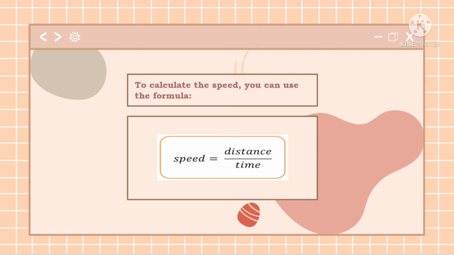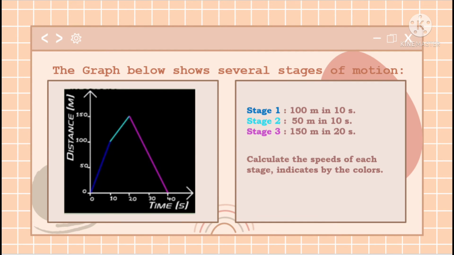How to calculate speed? To calculate speed, we can use the formula speed equals distance divided by time. The graph below shows several stages of motion. In stage 1, we got 100 meters in 10 seconds, stage 2, 50 meters in 10 seconds, and stage 3, 150 meters in 20 seconds.